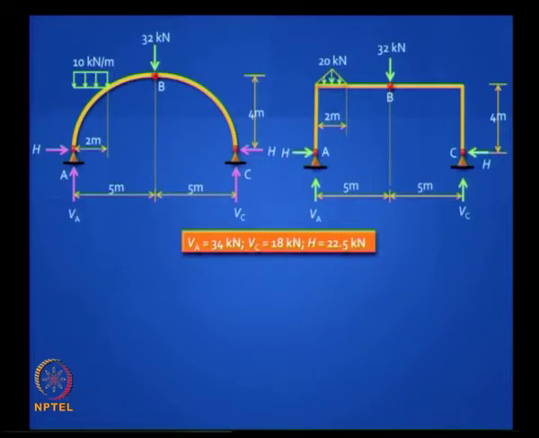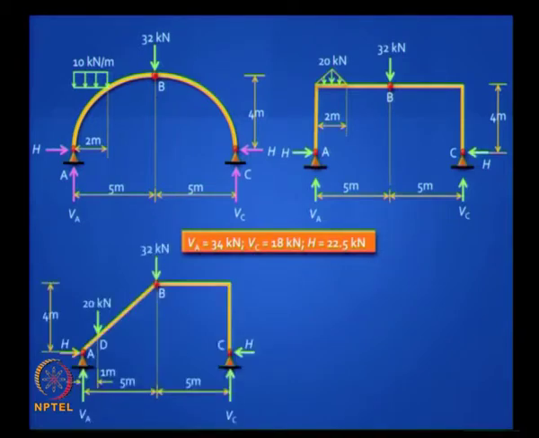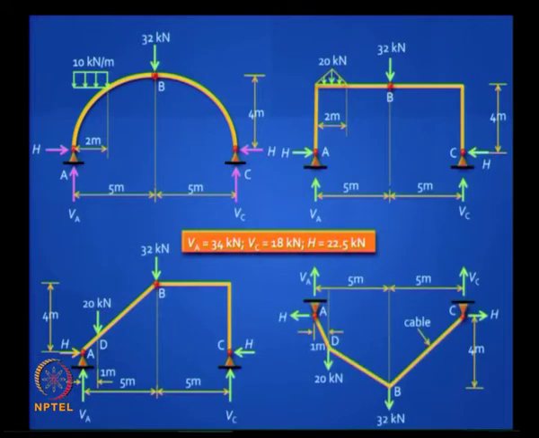So you will find that these solutions that you have calculated for the arch also hold good for this frame, also hold good for this structure where AB is inclined. As long as the loads are at the same place and they are the same and the distances overall are the same, you get the same reaction. So that is an important point to note. When you have a statically determinate system, the type of structure is not important. It could be an arch, it could be a frame, it could be a beam, it could be a cable.